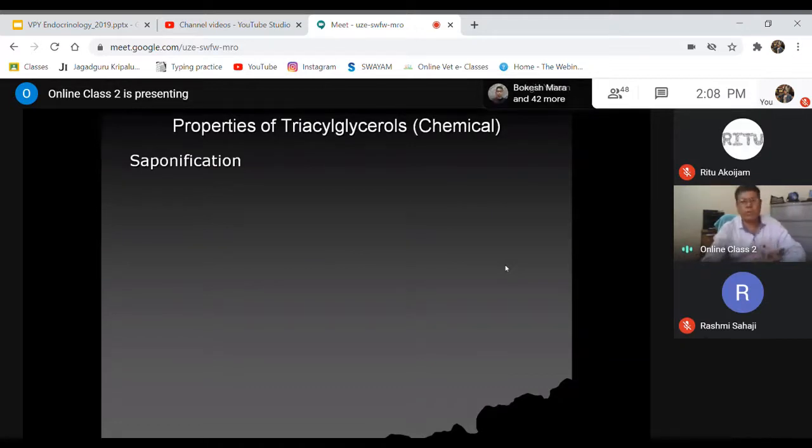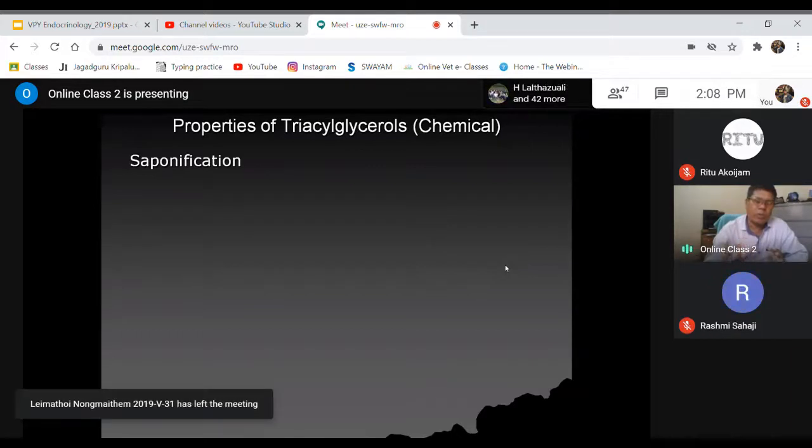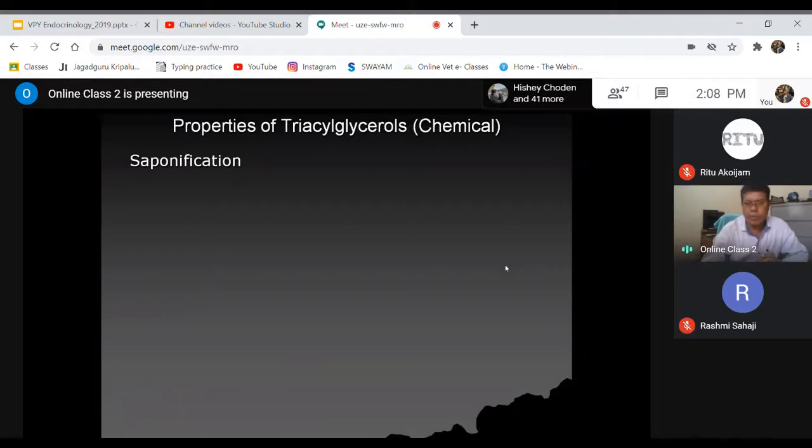Saponification is the formation of soap from the triacylglycerols. This happens when the triacylglycerols react with potassium hydroxide or sodium hydroxide. Then the glycerol is released, and the sodium or potassium salts of the fatty acids are formed. This sodium or potassium salt of the fatty acids we call soap, and the process is called saponification. We also discussed the saponification value, which indicates the molecular weight or chain length of the fatty acid.